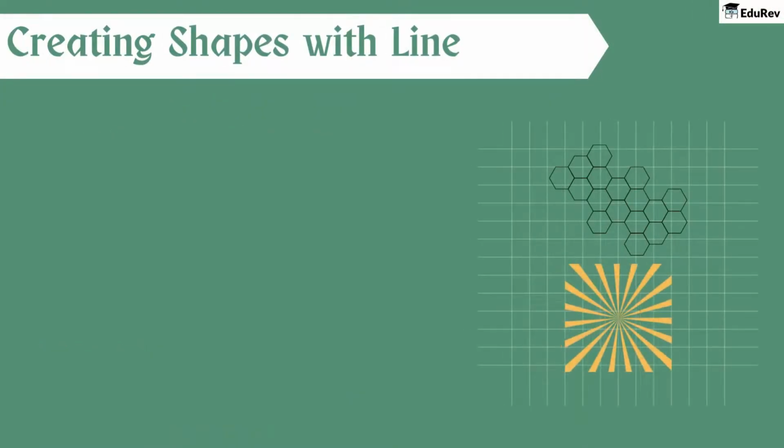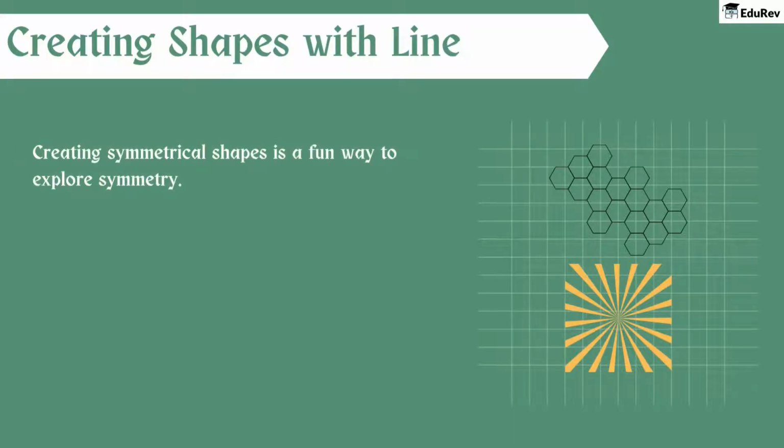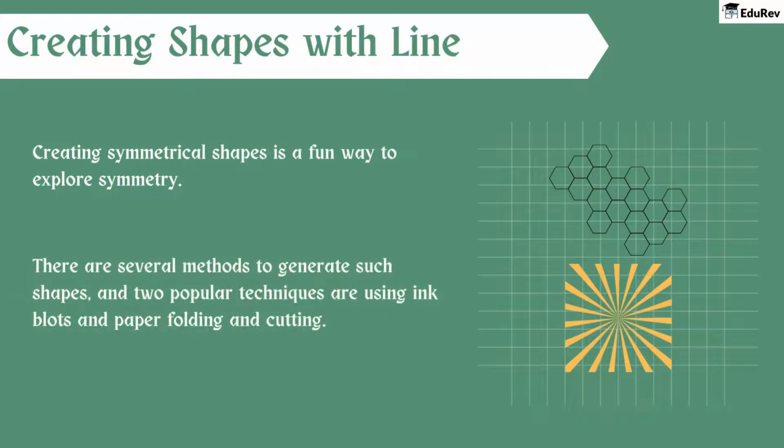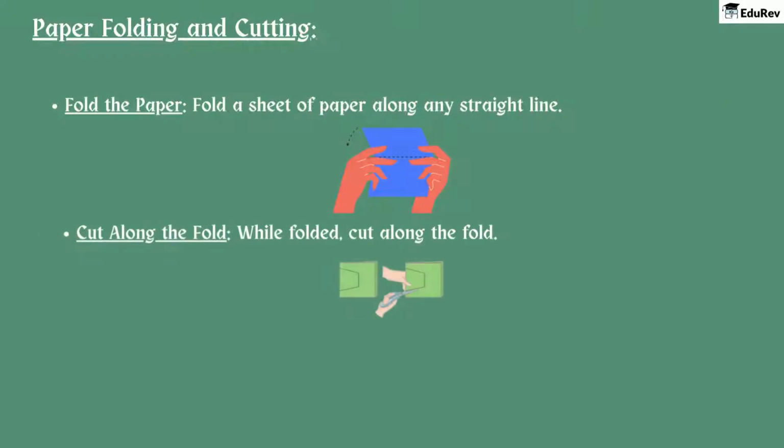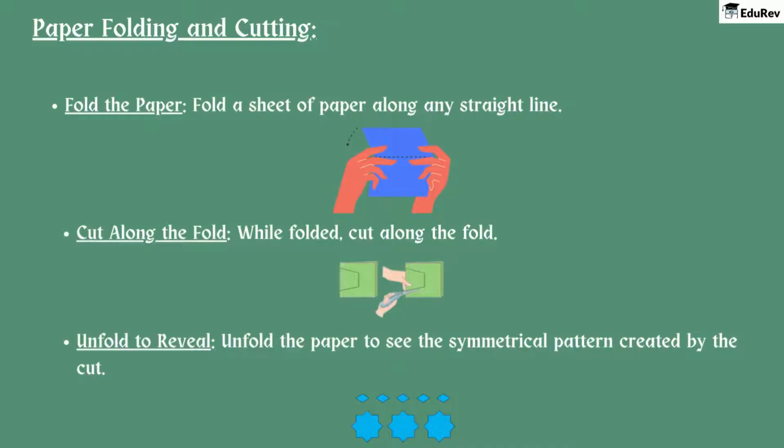Creating shapes with line symmetry. Creating symmetrical shapes is a fun way to explore symmetry. There are several methods to generate such shapes, and two popular techniques are using ink blots and paper folding and cutting. Paper folding and cutting. Fold the paper: fold a sheet of paper along any straight line. Cut along the fold: while folded, cut along the fold. Unfold to reveal: unfold the paper to see the symmetrical pattern created by the cut.